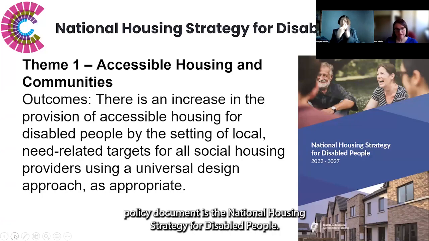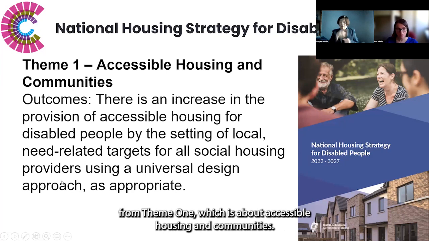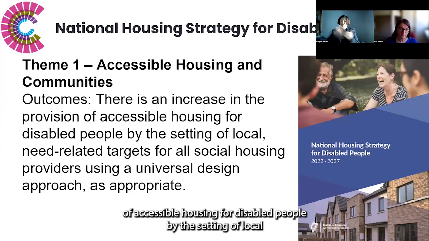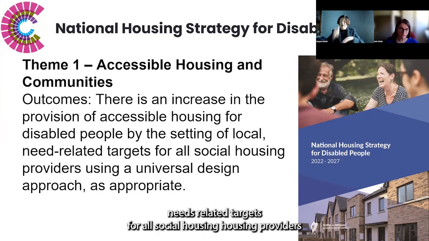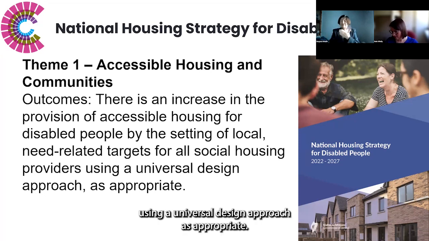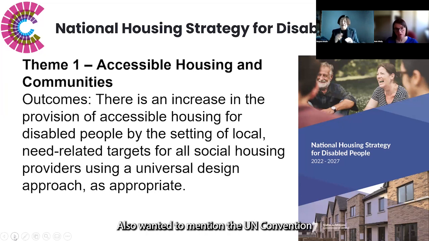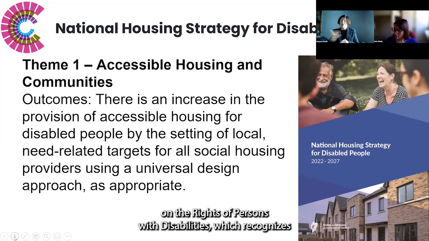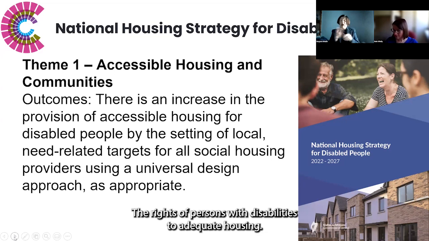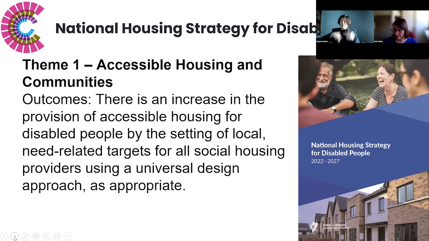Another key policy document is the National Housing Strategy for Disabled People. And on screen, I have highlighted a statement from theme 1, which is about accessible housing in communities. So it says an outcome should be that there's an increase in the provision of accessible housing for disabled people by the setting of local needs-related targets for all social housing providers using a universal design approach as appropriate. And I suppose when talking about policy in relation to housing for disabled people, I also wanted to mention the UN Convention on the Rights of Persons with Disabilities, which recognises the rights of persons with disabilities to choose their place of residence, the right to adequate housing, and critically to live in the community with choices equal to others. The next slide, please.